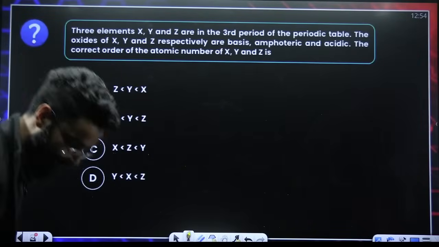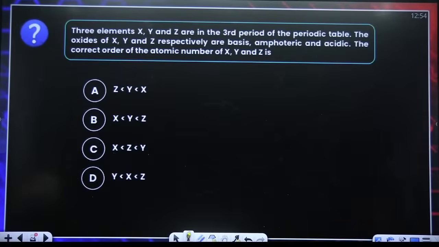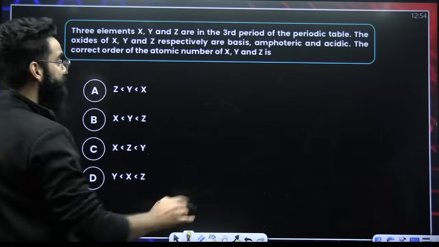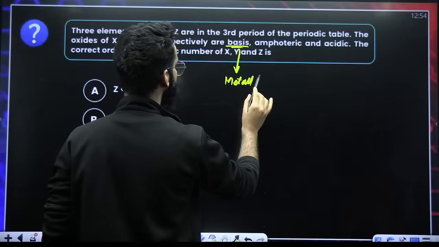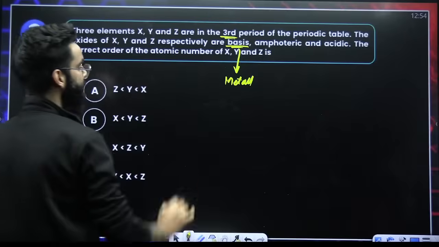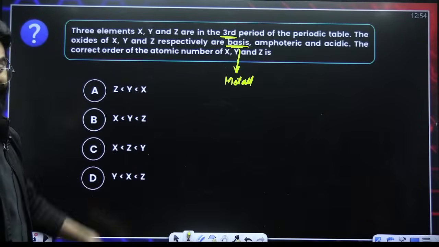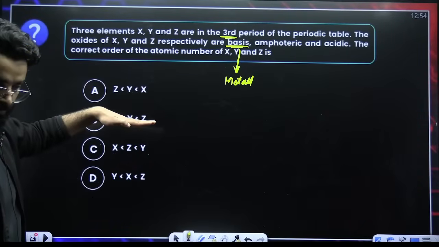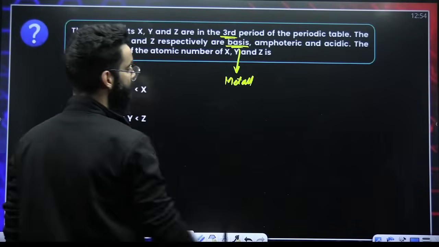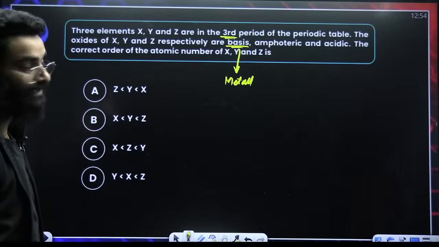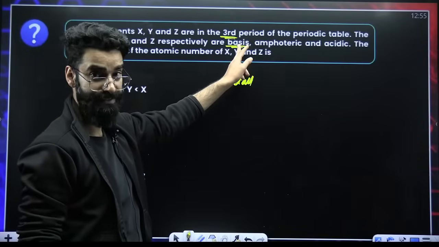Look at this one. Three elements X, Y, and Z are in the third period of the periodic table. The oxides of X, Y, and Z respectively are basic, amphoteric, and acidic. Which forms basic oxide? Metals form basic oxide, right? He's talking about period 3. Hydrogen is group 1, lithium is group 2, group 3 is your sodium. Perfect.